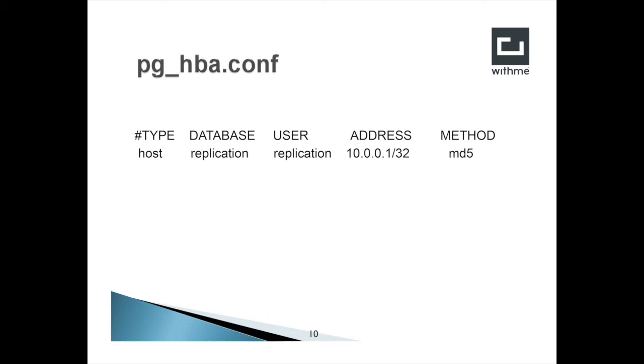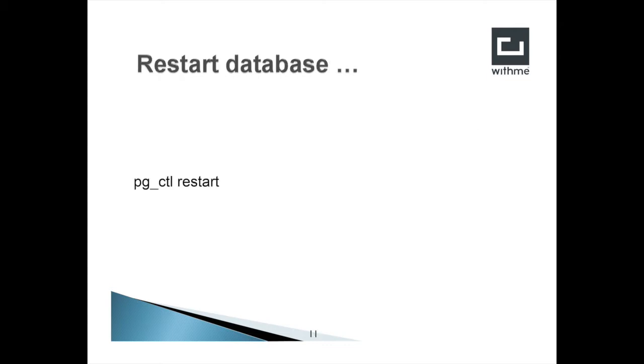But always use MD5 as the method. Trust is the method that people try to use, but trust means giving anybody the ability to connect. And then you run pg_ctl restart. You restart the database, and your primary database is ready for replication.